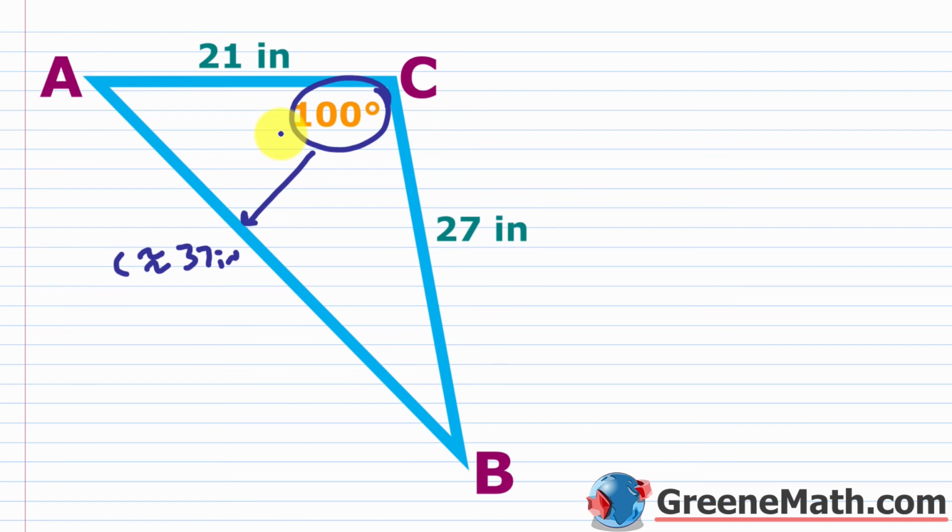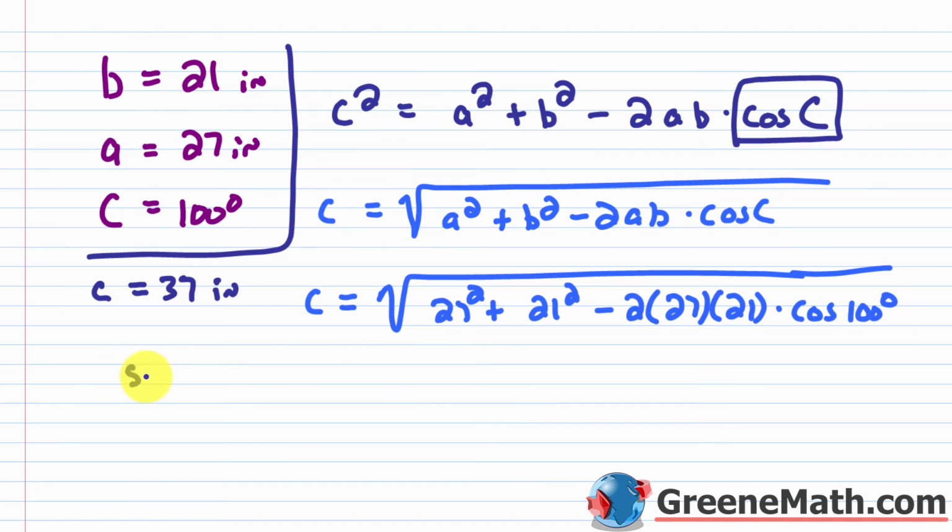So what we do to fix this is we find the smaller of the two remaining angles using the law of sines. Because if I find the smaller one, it's not possible for it to be the obtuse angle, since a triangle can only have one obtuse angle. So I'm good to go to use the law of sines. Let's find the angle measure B, because it's opposite the smaller side. This one's 21, this one's 27. So we have the sine of C, which is 100 degrees, over C, which is 37 inches, is equal to the sine of B over B, which is 21 inches.